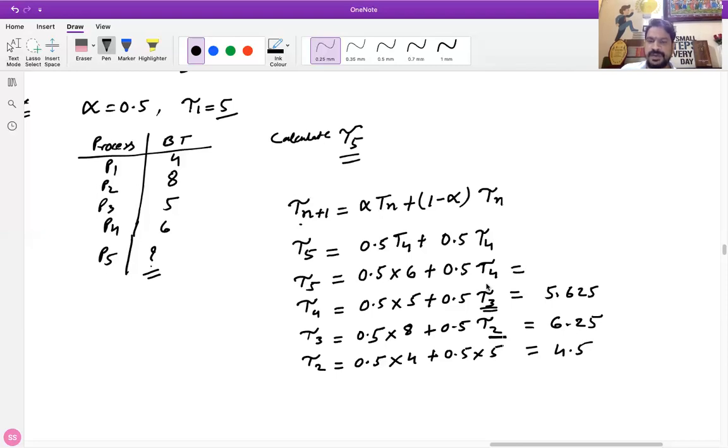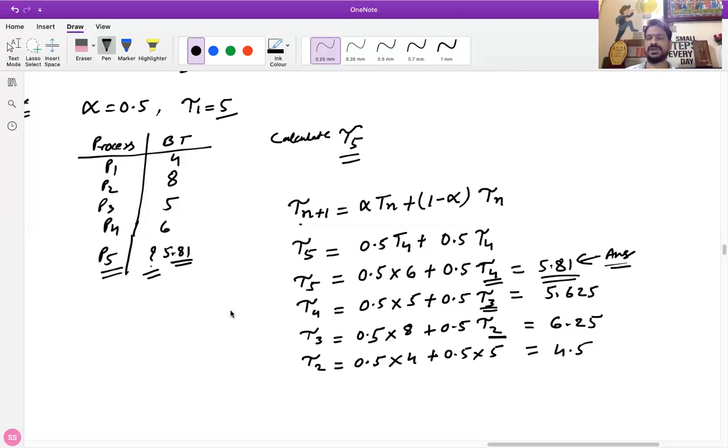Then this value will be put here instead of tau 4, and it will be 3. So 3 plus around 2 point something, it will be 5.81. So this is the actual answer. This is your answer. So 5.81 is the predicted time for process 5.